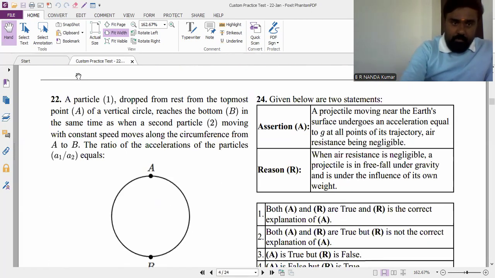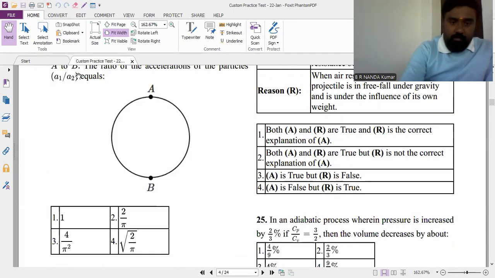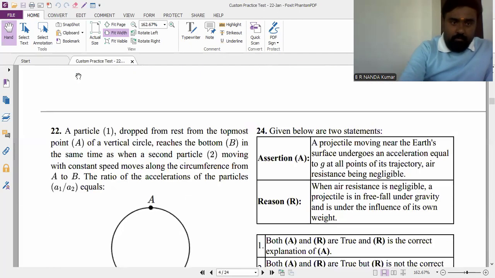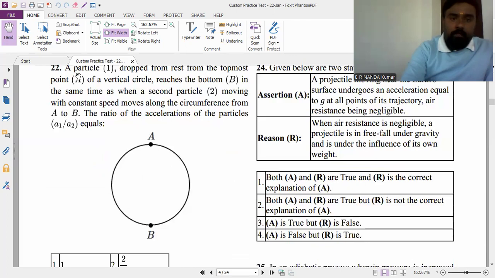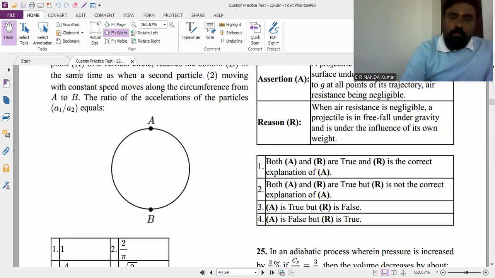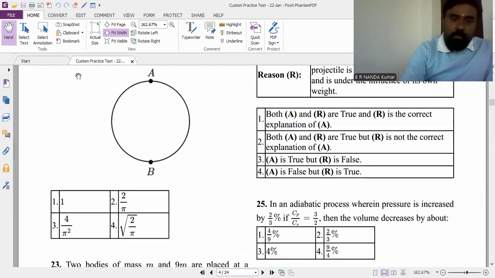So next question number 22. This is a very interesting problem. A particle dropped from rest at the topmost point A of a vertical circle reaches the bottom point B in the same time as a second particle moving with constant speed along the circumference from A to B. Find the ratio of accelerations of the particles.